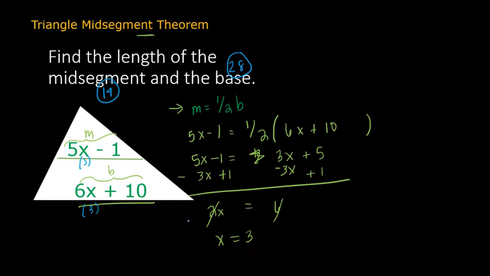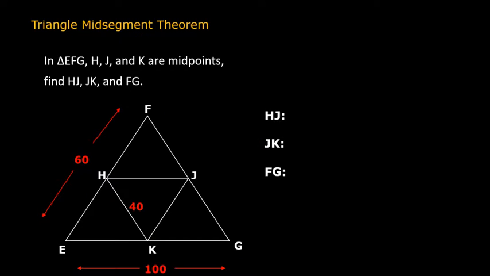So notice I solved this through algebra, but I can check and see if these answers are reasonable because I can think about the midsegment theorem. So I got the answers 14 for the midsegment and 28 for the base. This is reasonable because it agrees with the triangle midsegment theorem, which tells me that the midsegment should be half of the base. So since 14 is half of 28, there's a good chance that I have solved this correctly. All right, let's keep going.